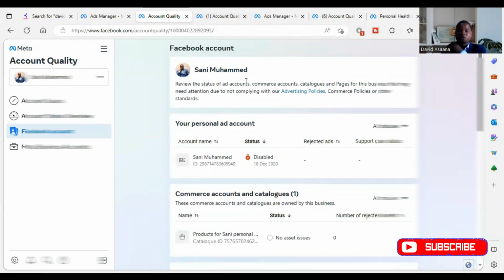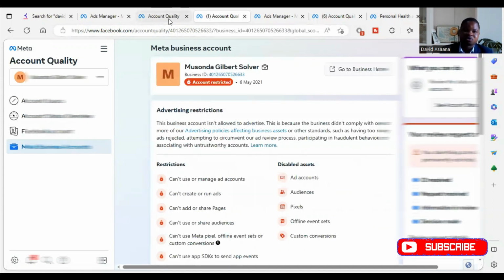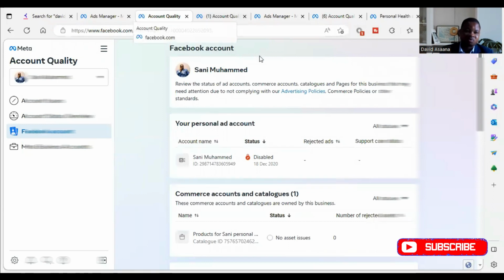So I wanted you to follow and know the reason why you are getting restricted and then what you need to do in order to get reinstated. Okay, so let's say that everything is done and you now want to appeal to get reinstated. This is what you need to do.